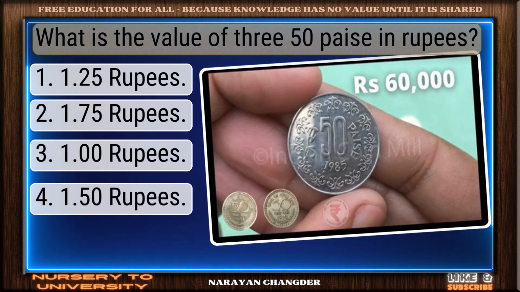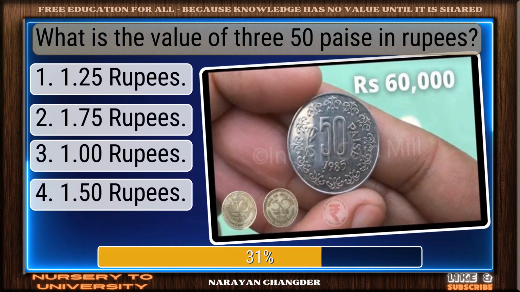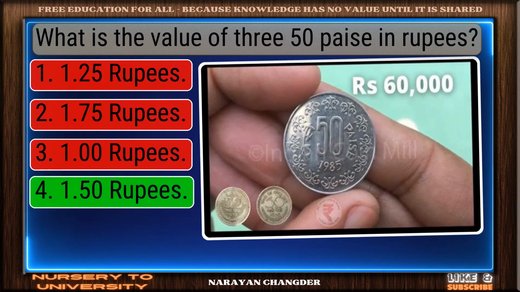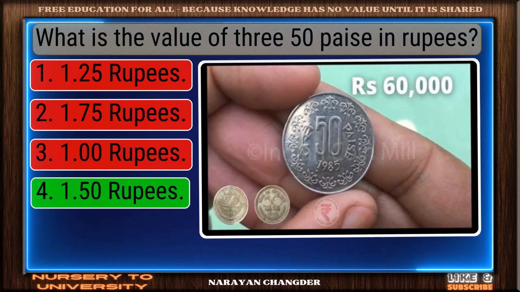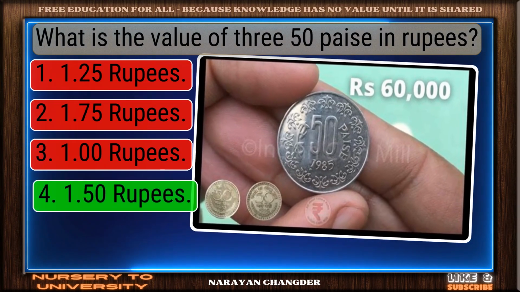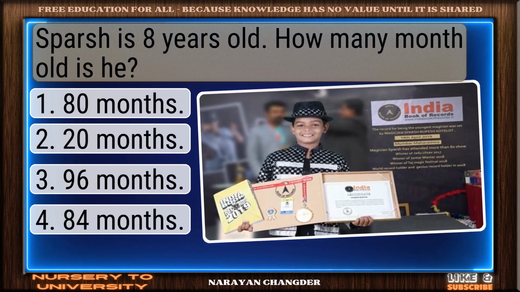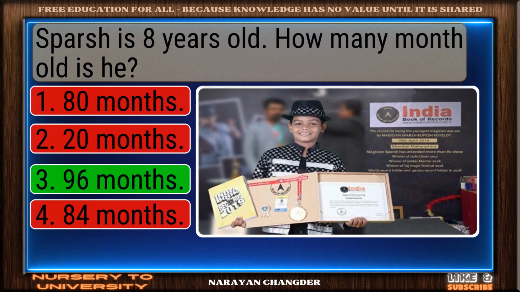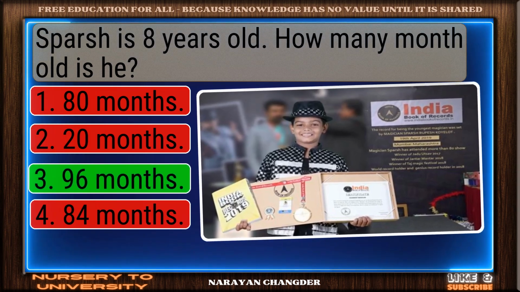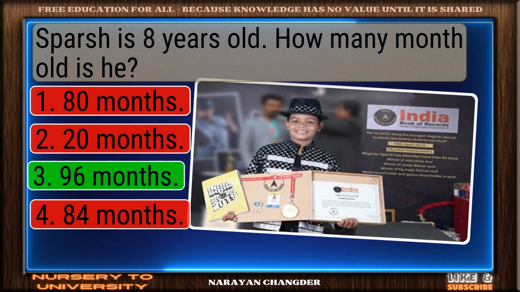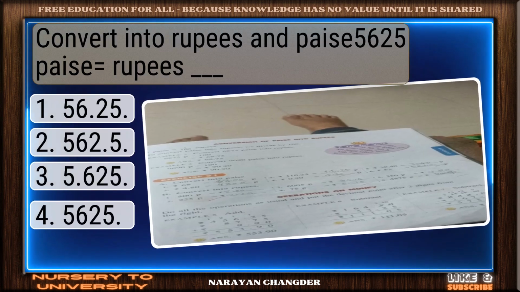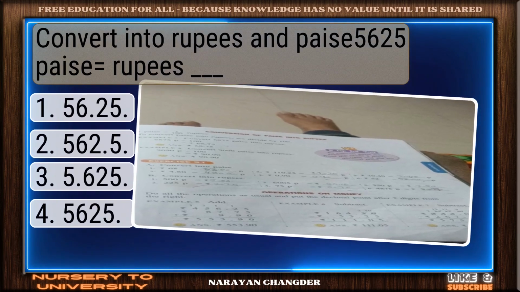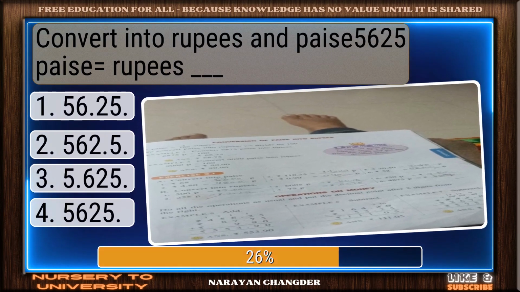What is the value of 350 Paise in rupees? Great job. Rs 3.50 is the accurate answer. Sparsh is 8 years old. How many months old is he? Solid response. 96 months is a valid choice. Convert into rupees and Paise 5625 Paise equal to rupees dash.